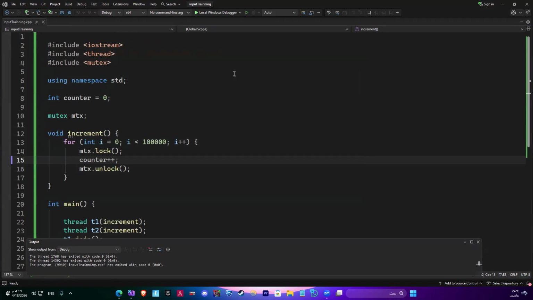But using mutex incorrectly can also cause problems, as we said before. Deadlock happens when two or more threads are waiting for each other to release locks, and none of them can proceed. Another issue is priority inversion, which happens when a high priority thread is blocked by a lower priority thread holding a mutex, which can delay important tasks.